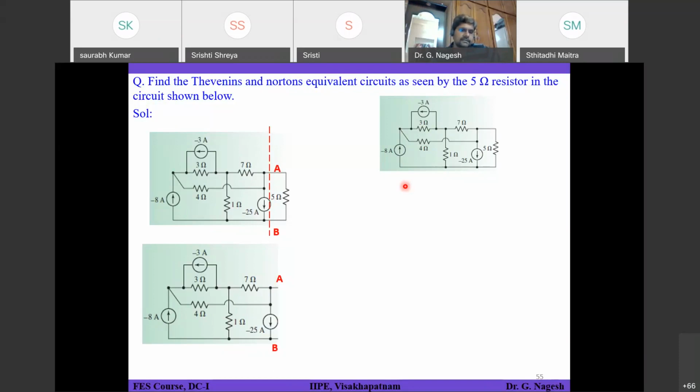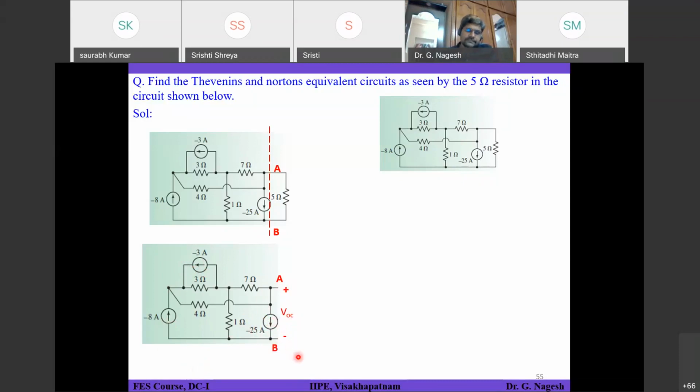You can apply any method to find out VOC. Maybe nodal analysis will be better. You have 3 nodes, node 1, node 2 and node 3, and one reference node at the bottom, and you will find out the voltage VOC across the A and B terminals. That is nothing but the voltage across this minus 25 amperes current source. Remember, when you are finding VOC, all these remain as they are. Nothing we are going to change. When you find RTH only, the current source will be open circuited. So you follow Thevenin's method and find out VOC.